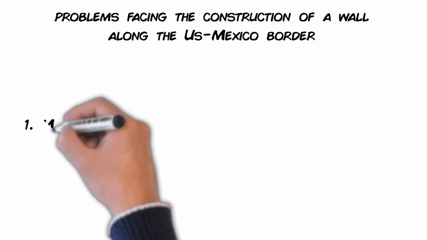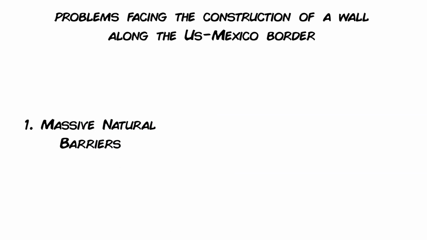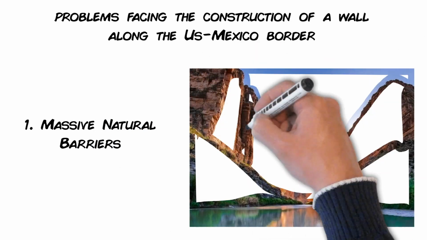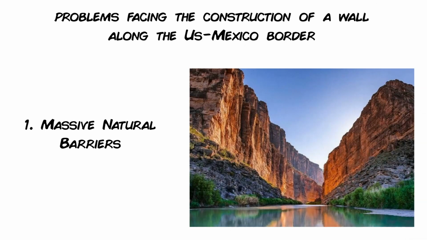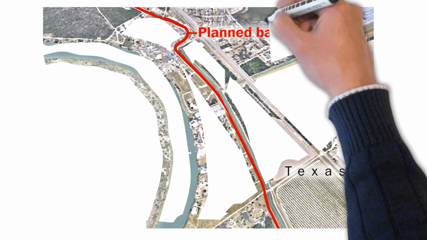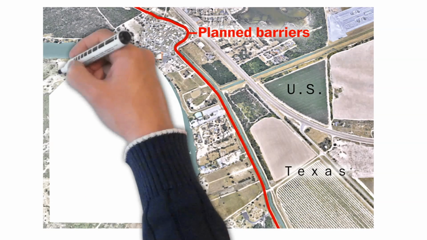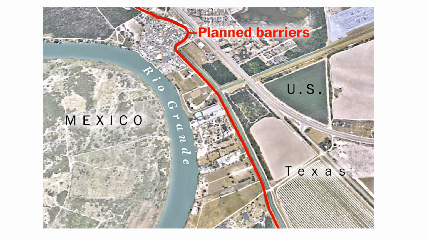First, there were massive natural barriers, not just in places like Big Bend National Park, which you see here, but also because all along the Rio Grande there is marshland, which is not conducive to building massive walls or fences, and so they would have to be built several meters away from riverbanks, in effect reducing American territory.